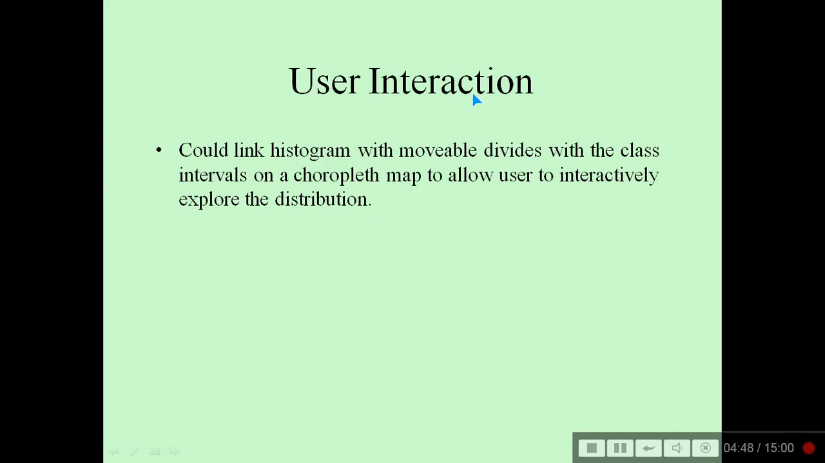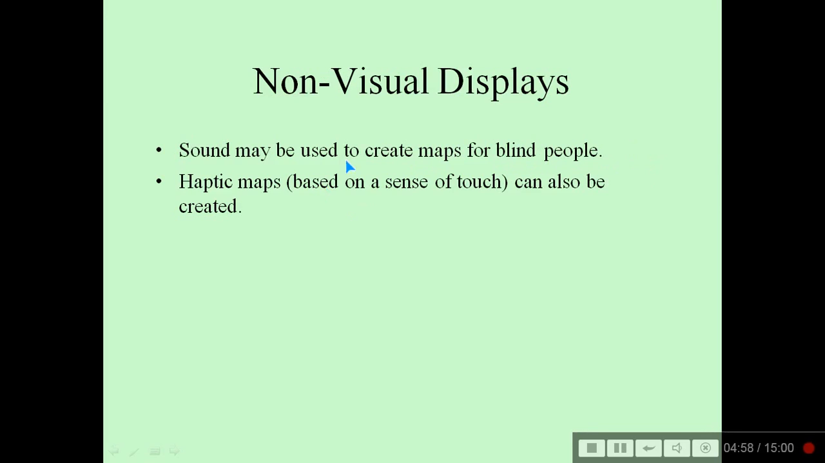Moreover, user interaction could link a histogram with movable dividers to the class intervals on a choropleth map to allow the user to interactively explore the distribution. And non-visual displays, that is sound, may be used to create maps for blind people. So haptic maps based on the sense of touch can also be created.